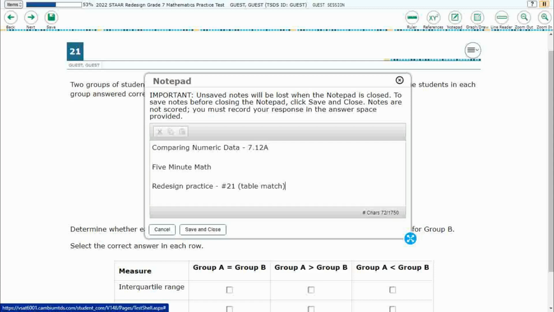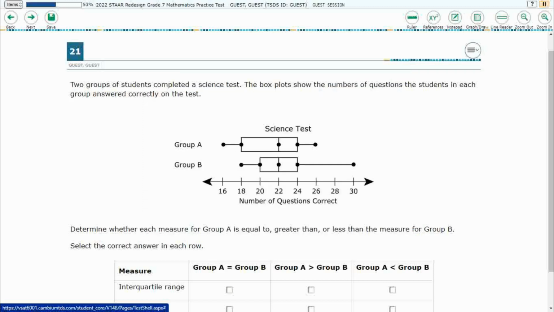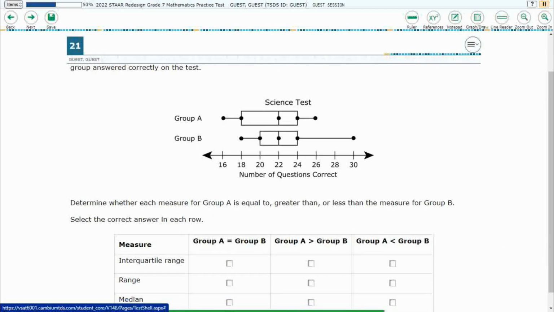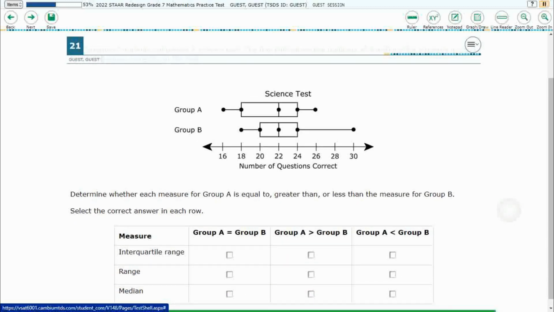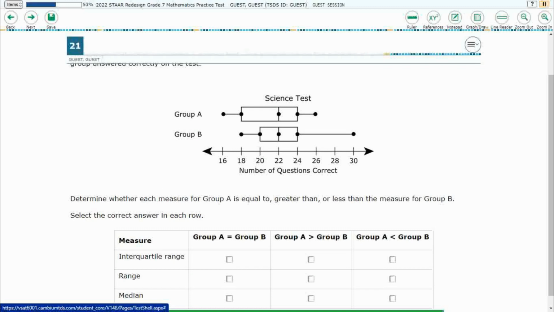Today we are looking at the 7th grade concept of comparing numeric data. This is standard 7.12a in the great state of Texas, and we are using item number 21, which is a new item type called table match off the redesign practice online STAAR test. If you haven't done so already, please go ahead and take a moment to pause the video, work this problem out on your own, unpause it, and we will look at our answers together.